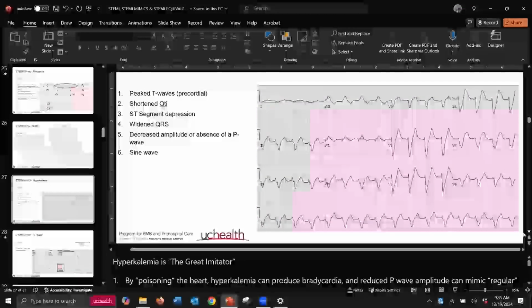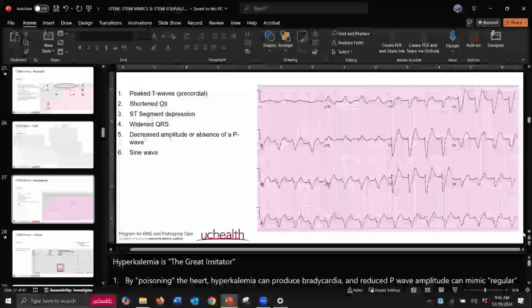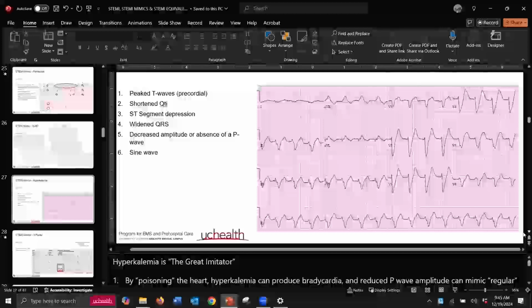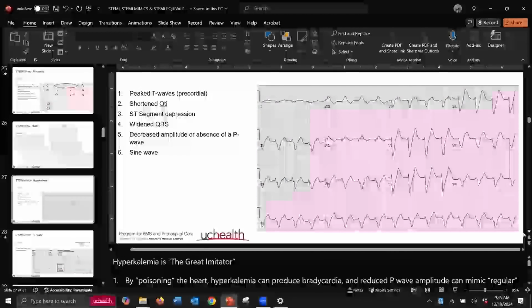On leads 2 and 3, is that a P wave or is that an RSR? Ah, that's good. Remember, as our potassium comes up, we lose a P wave. So this is actually truly an accelerated junctional rhythm. That's a very good question. That's actually an R wave. Absolutely.